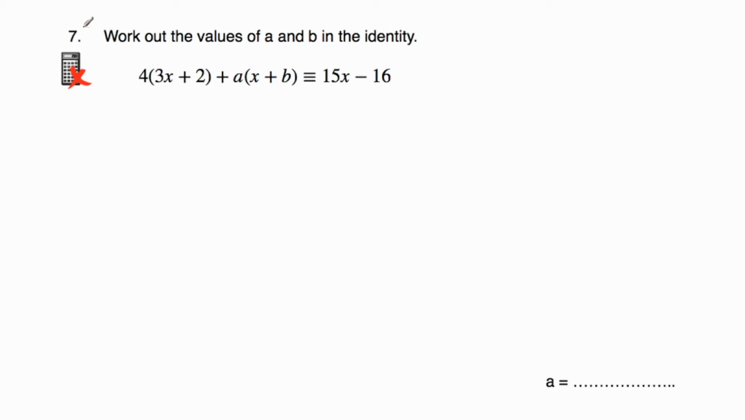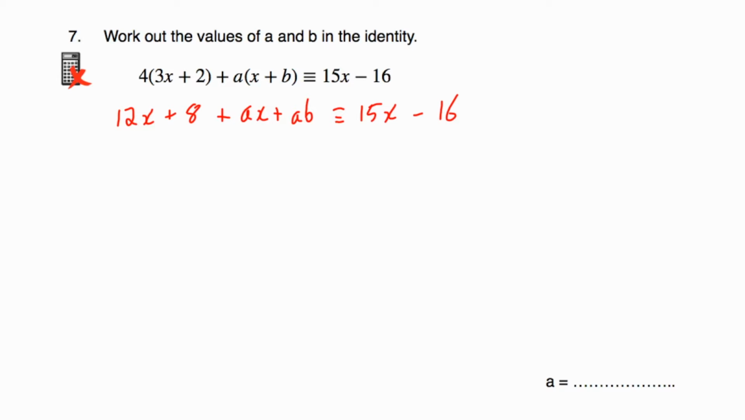Okay, let's have a look at our next question, question number 7. We've been asked to work out the values of a and b in this identity. So let's expand our brackets. We're going to get 12x plus 8, multiplying both of these terms by 4. And then expanding these brackets, plus a times x, that's ax, and then plus ab. And that's equivalent to 15x minus 16. So let's look at this. Can we simplify anything? No. So let's equate our coefficients.